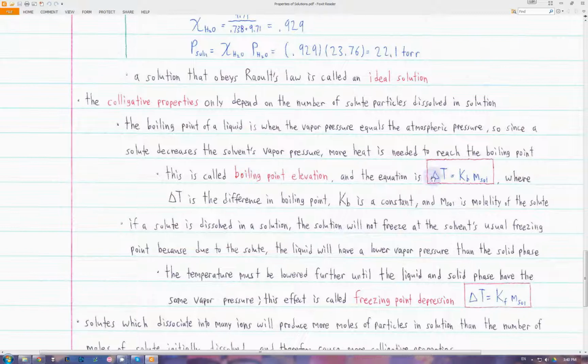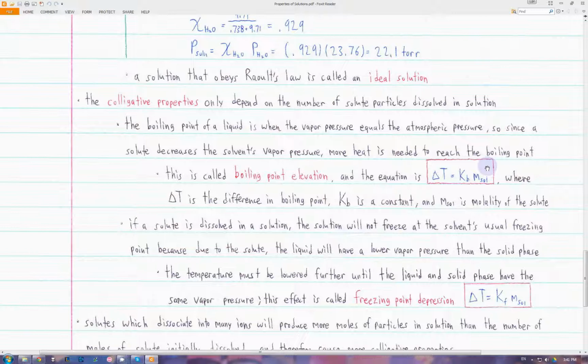To calculate how much higher the boiling point will be, we use this equation. The change in the boiling point is equal to K, which is a constant specific to a solvent, and you'll get that in the problem, times the molality of the solute, which, remember, is the moles of the solute divided by the kilograms of solvent.